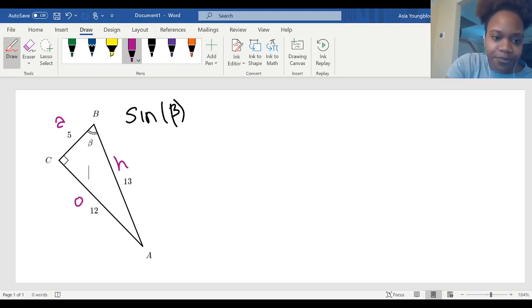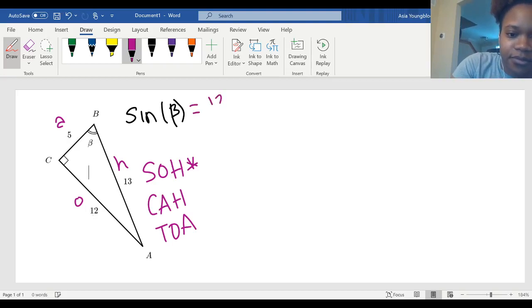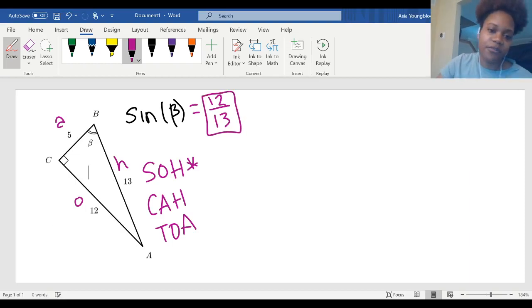So we want to remember SOH CAH TOA. Because we're using sine, we're looking at this one. The S in SOH is for sine. So again, because we have sine, we're looking at this first one. The next letter is O. So our O is 12. And the next letter is H. Our H is 13. So the sine of beta is going to be 12 over 13. And like I said, you just click that on the multiple choice. So let's see what the next problem is.